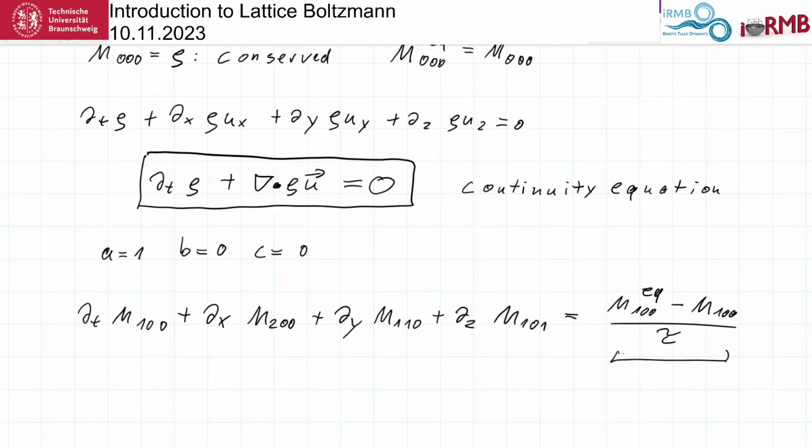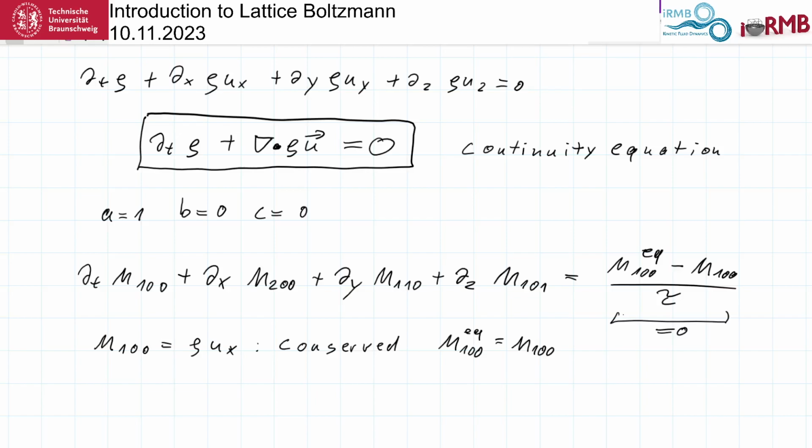So what about this? Do you have any idea? We said that m100 is rho ux. If you take the mass together with it, it would be momentum, right? Because the particles all have the same mass, you should think about its momentum, not velocity. So if it's momentum, then obviously it's conserved, right? So what does it mean for m100 equilibrium if it's conserved? It equals m100. And what does this mean for the collision term? This again will go to 0.